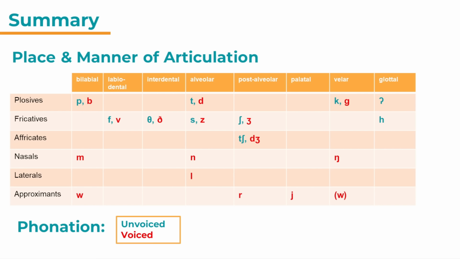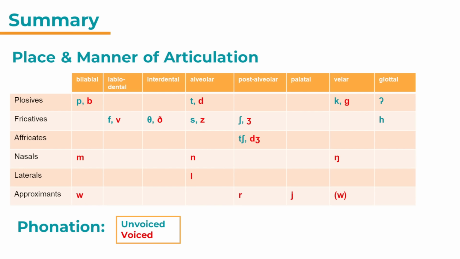On the left-hand side, you see the manner of articulation: plosives, fricatives, affricates, etc. If you don't know what they are, please do watch my other video on the manner of articulation. And then you have the places of articulation that we just looked at written along the top, bilabial all the way down to glottal. And all of the consonants are now in this table, so you can determine the manner and place for each sound. So if we have, for example, a look at the l, we can see it's a lateral and it's alveolar.